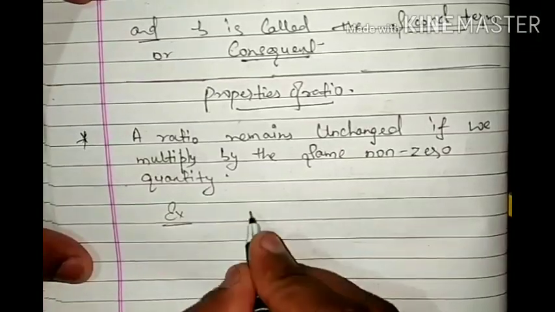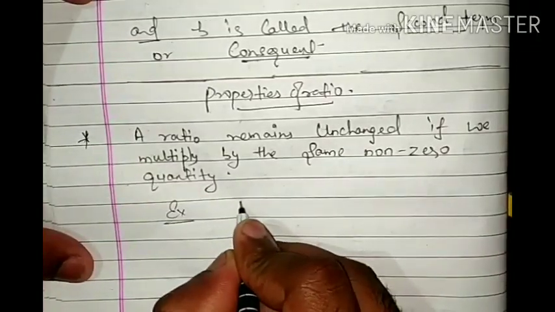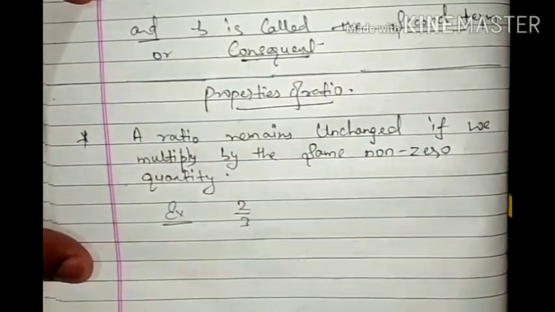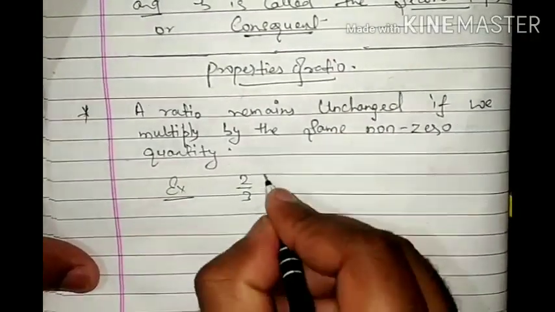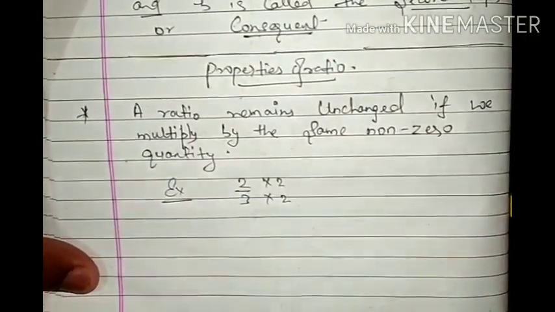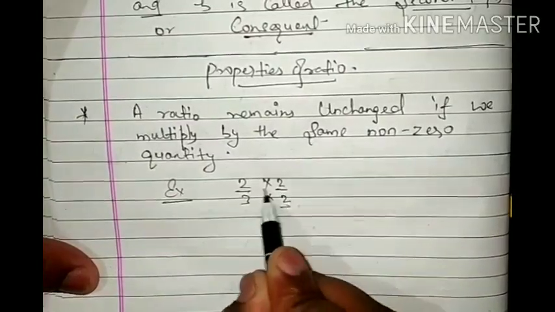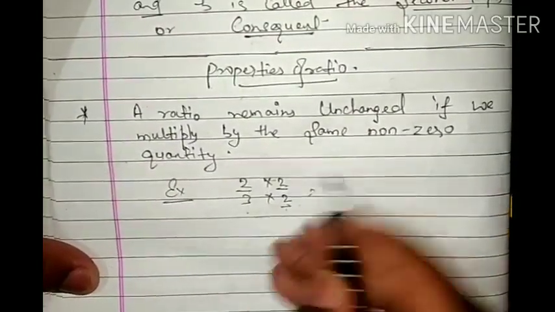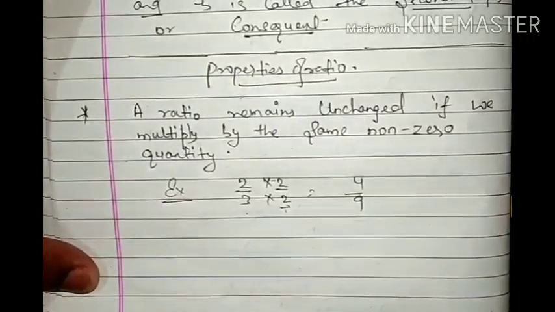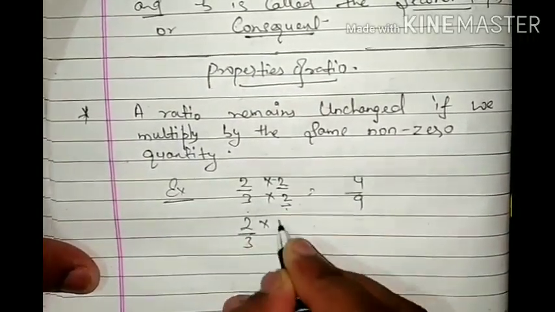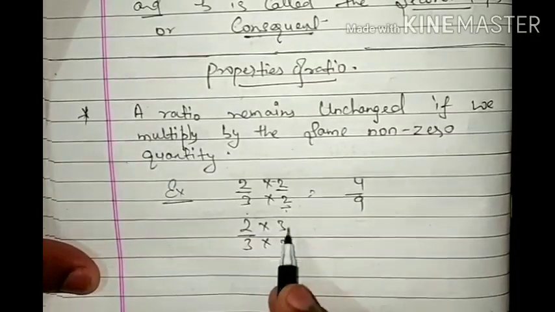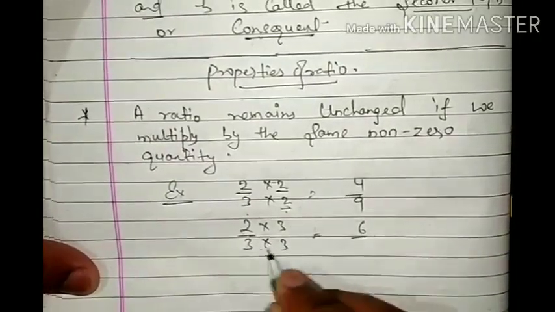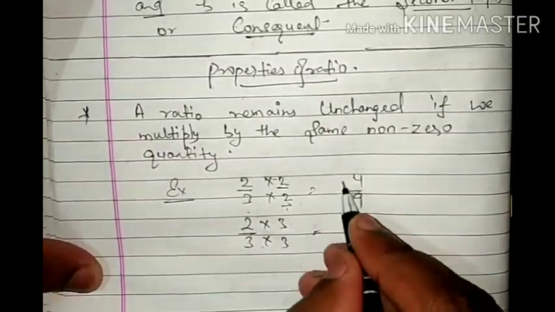Let's take an example over here. Suppose I give you a ratio 2/3, and you multiply it by 2. What do we get? We are multiplying with 2 in both the numerator and denominator, the first term and the second term. 2 2 ja 4, 3 2 ja 6. Again we have 2/3. Suppose we are multiplying with 3. What do we get? 3 2 ja 6, 3 3 ja 9. So there is no change in the ratio.